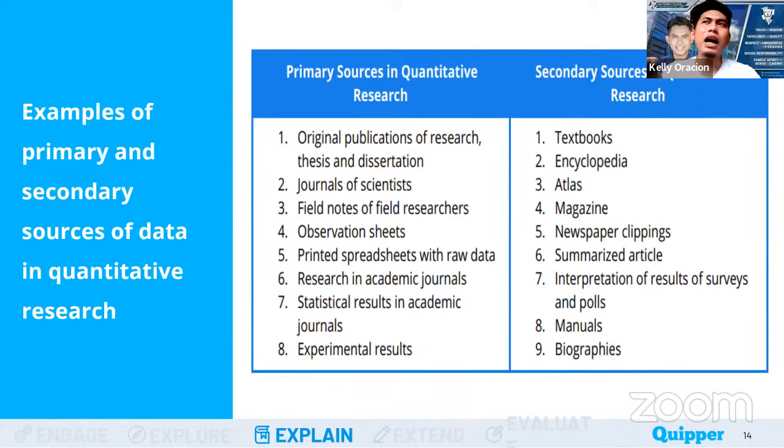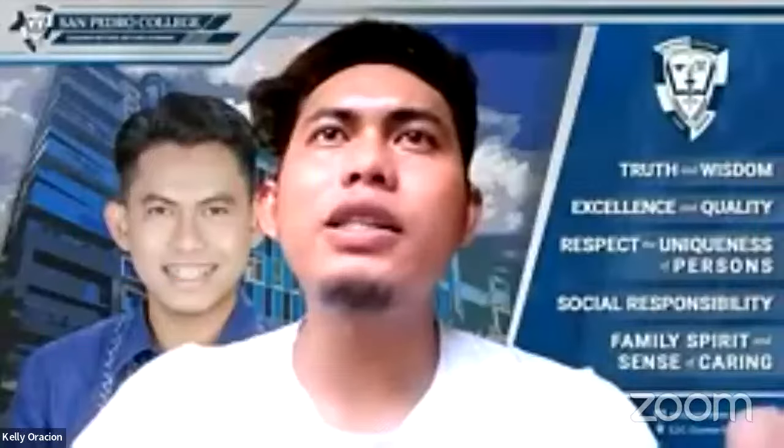Now we will discuss the continuation of this lesson, especially in writing the review of related literature. But this time you have the idea already of the possible sources that you can use, especially in writing your review of related literature. You can use primary sources of data, or you can use secondary sources of data. And that concludes our discussion this morning.